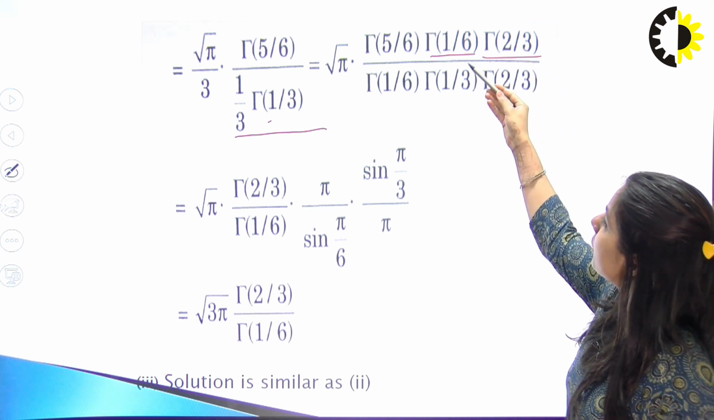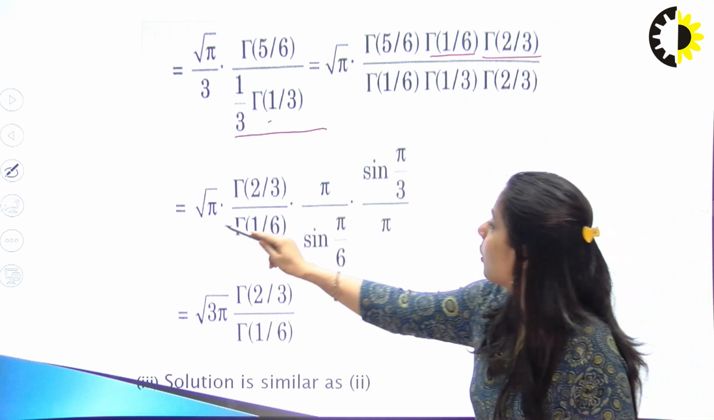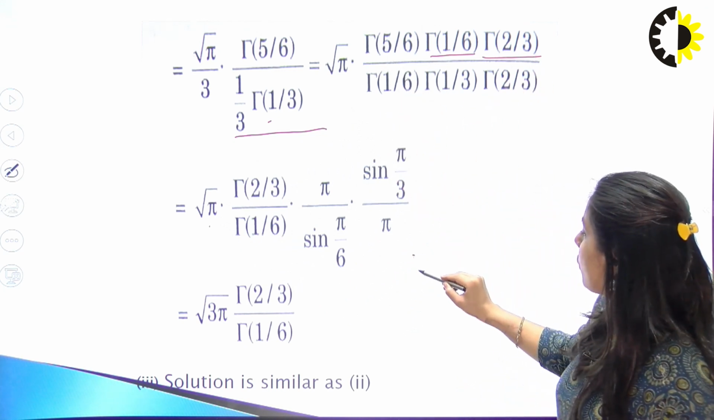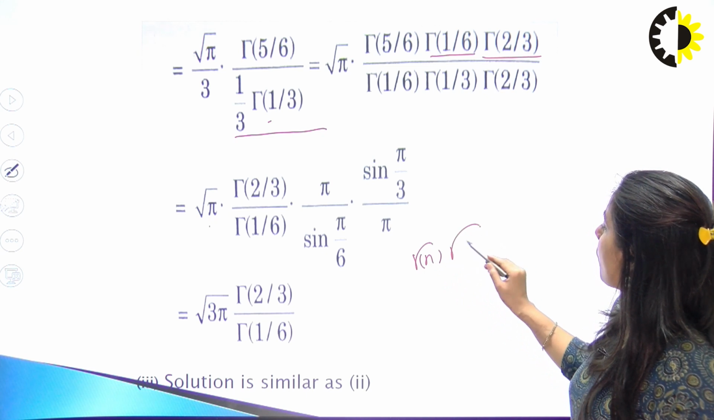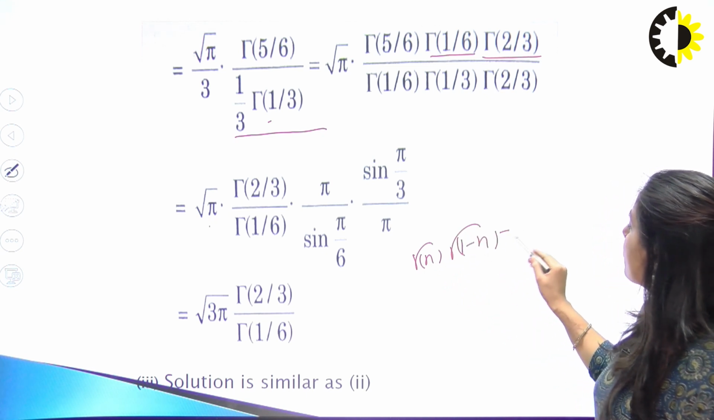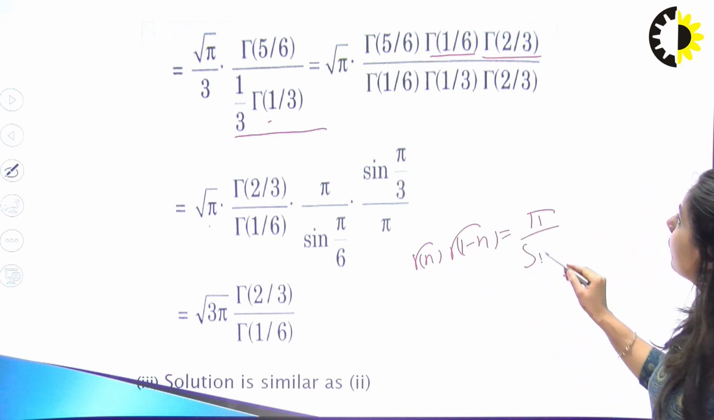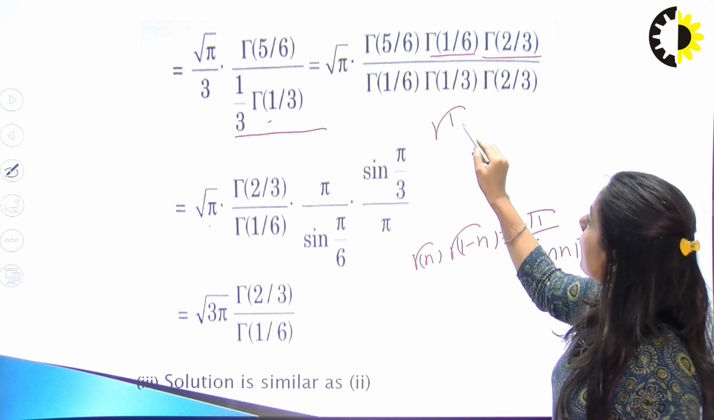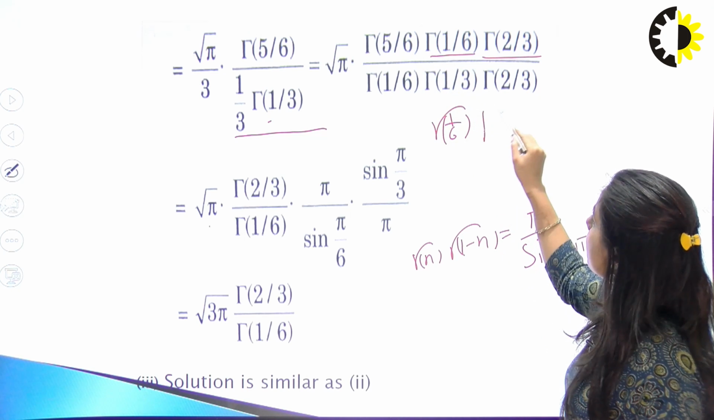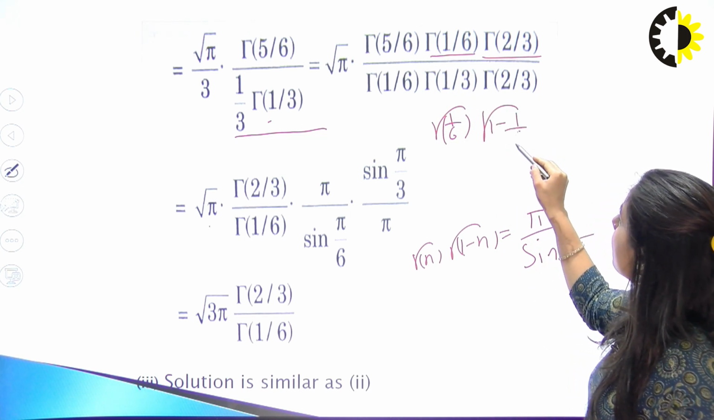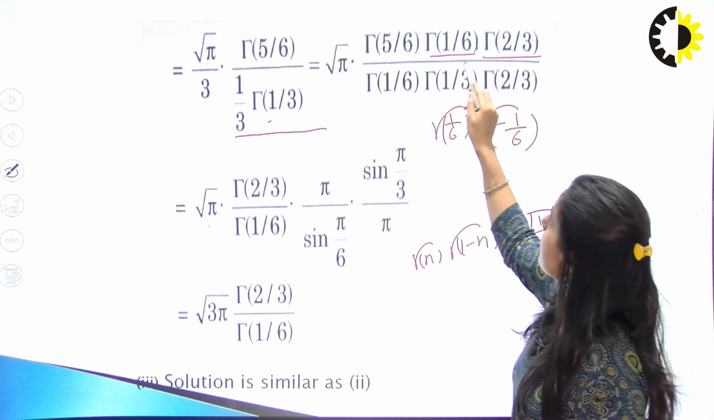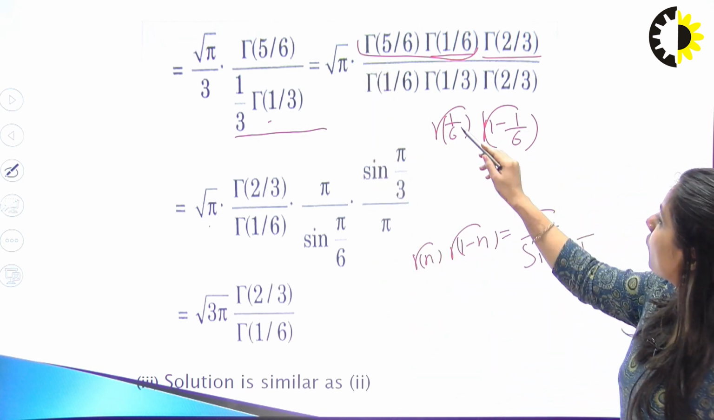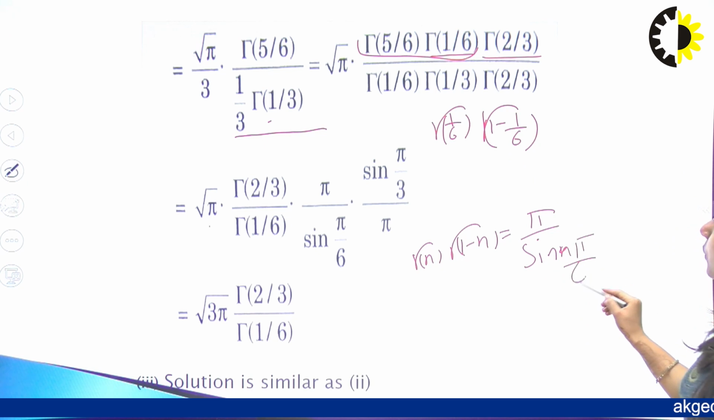Now we will use the property of gamma n, gamma of 1 minus n is equal to pi upon sine n pi, because we can write gamma of 5 by 6 as gamma of 1 minus 1 upon 6. So this is equal to pi upon sine of n pi, where the value of n is 1 upon 6. So pi upon 6.